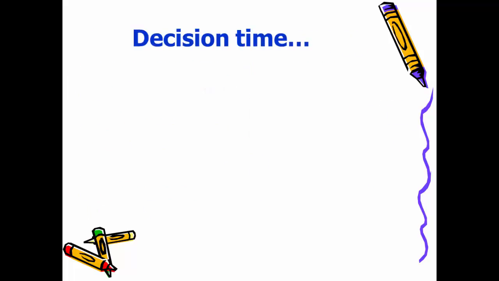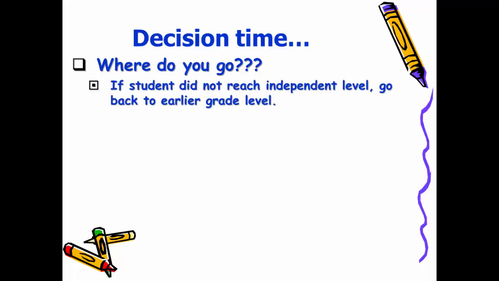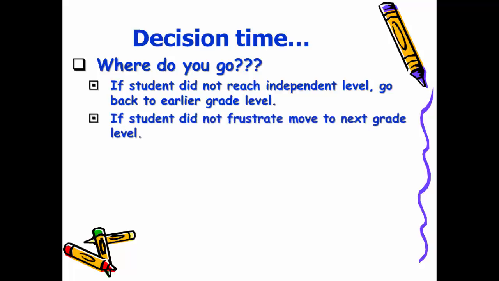Now, decision time comes in. Where do you go after you finish that first grade level? You started at the level at which the student had the highest score of 100 on the flash. You finished the oral and the silent. Now, if the student did not reach independent level, go back to an easier, earlier grade level. If the student didn't frustrate, go ahead and move on to the next level.